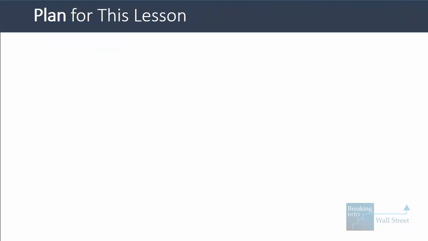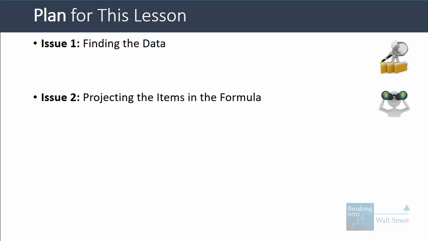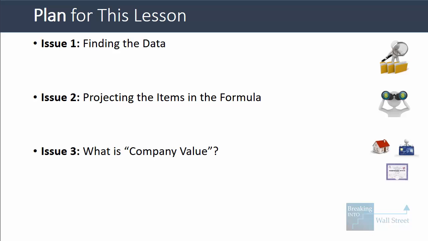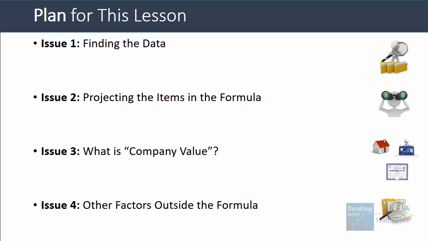In this lesson, we're going to cover 4 specific points that make financial modeling more difficult. First off, there's the matter of finding the data. Second, there's the matter of projecting the items for use in this formula or other related formulas. Then there's the matter of what company value means. We've been very vague about it so far, but we need to be a little bit more specific when we actually value real companies. And then fourth, is the fact that there are other factors outside of this formula that will also influence a company's value or a company's appeal as a possible buyout candidate or a candidate for raising equity or debt or other forms of capital.